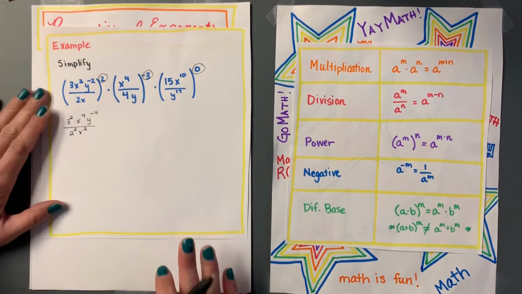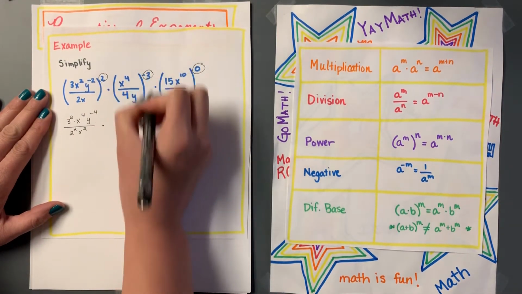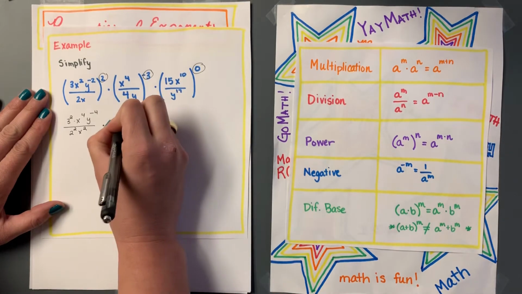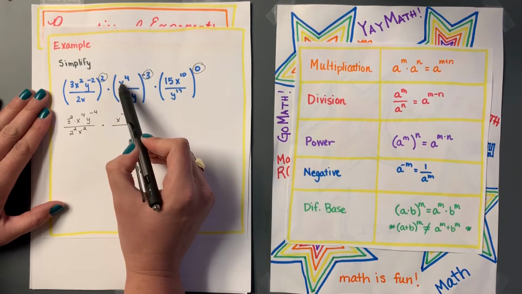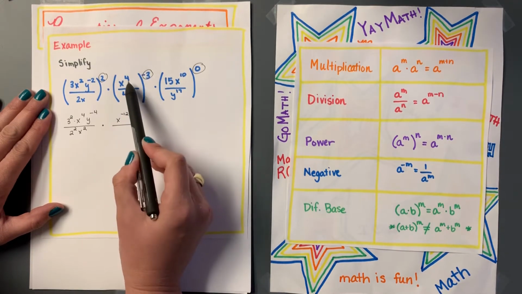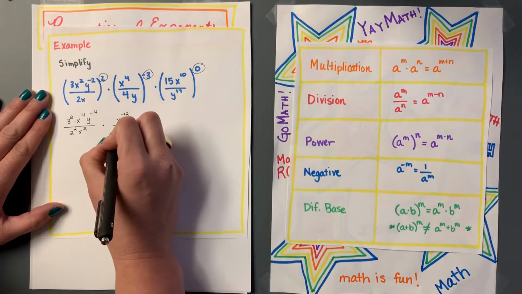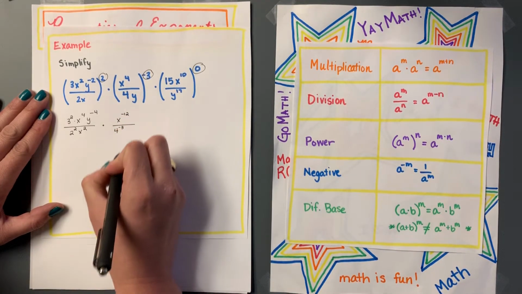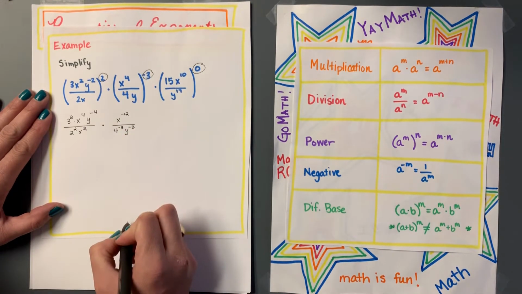Now I'm going to work with my second piece, times x to the 4 times negative 3, which will be negative 12. So remember, I'm distributing it in. This will be x to the 4 raised to the negative 3, so that will be 4 times negative 3 as the exponent, or negative 12. Then I will have 4 to the negative 3. And then I will have y to the 1 times negative 3, or y to the negative 3.